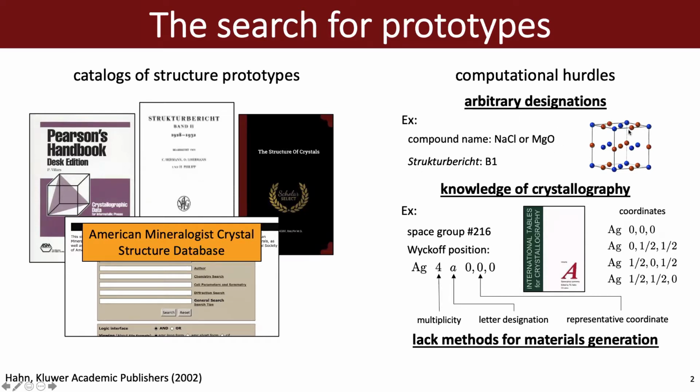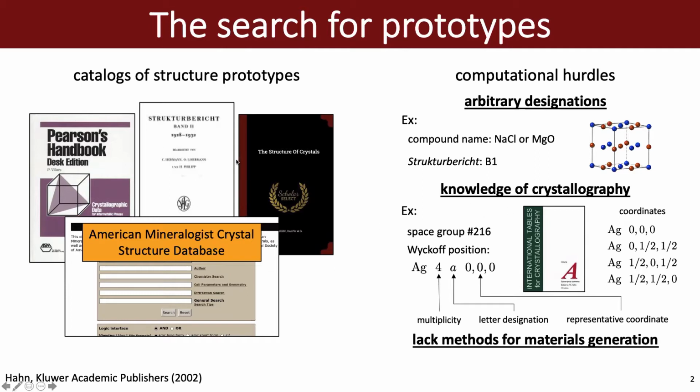So for example, you may be familiar with the rock salt structure, and it can be referred to in many different ways. So for example, you may consider it as NaCl, so sodium chloride, magnesium oxide, or you may know that it has the Strukturbericht designation B1. And so there's many different designations for just this single structure, and it doesn't even actually tell you what the structure looks like. And so this can be a challenge, especially if you're not familiar with crystallography.